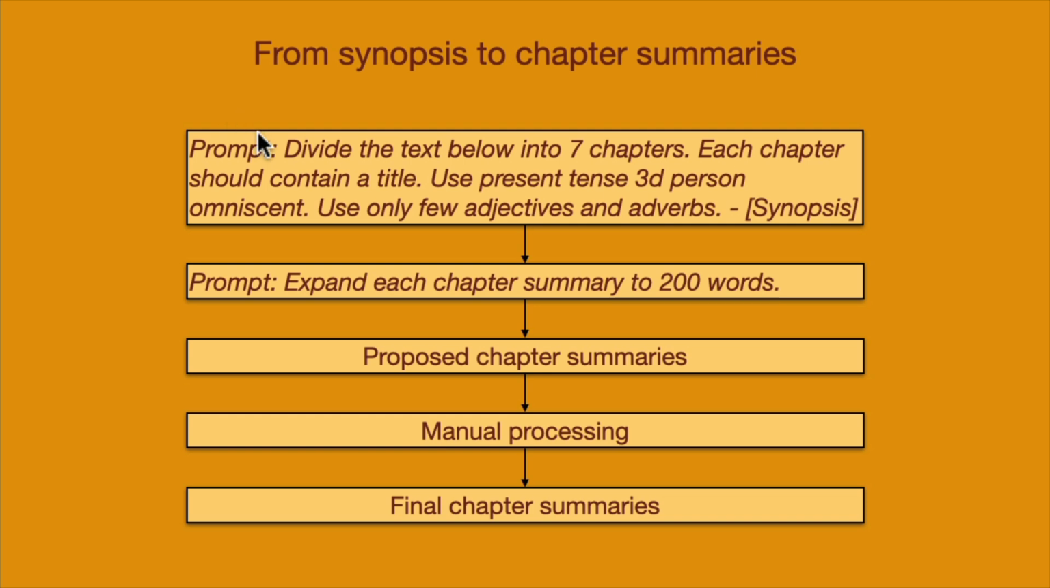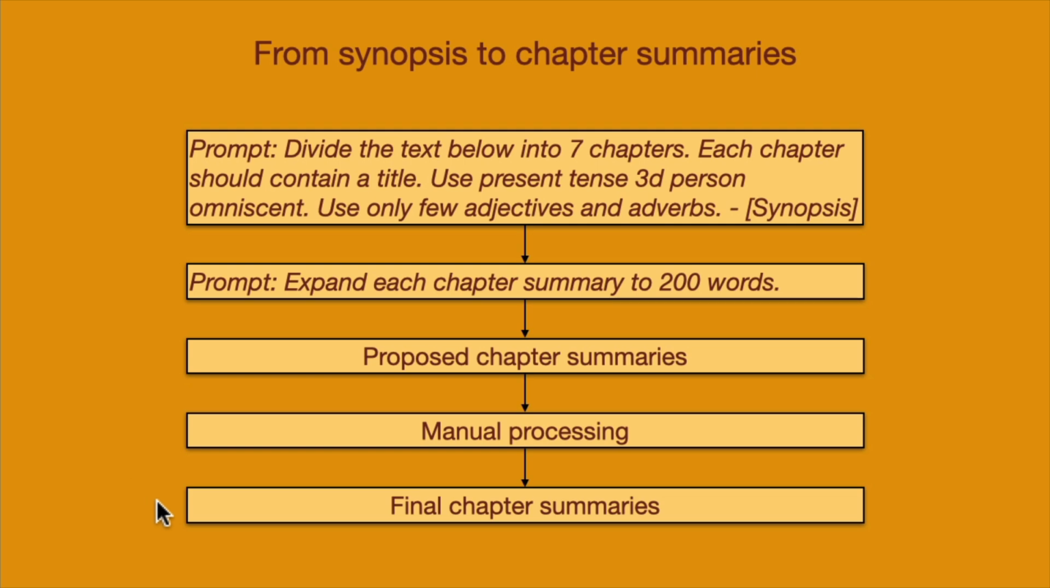The first prompt divides the synopsis into 7 chapters. The second prompt expands each chapter summary to 200 words. This results in proposed chapter summaries. We will then manually process those to get the final chapter summaries.